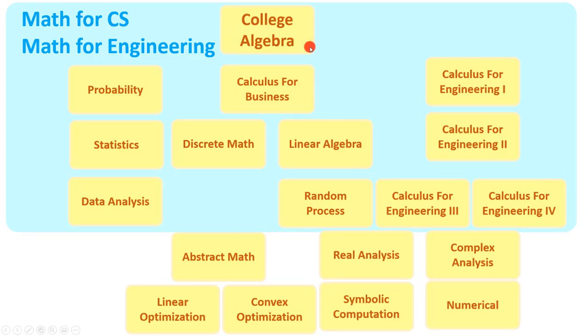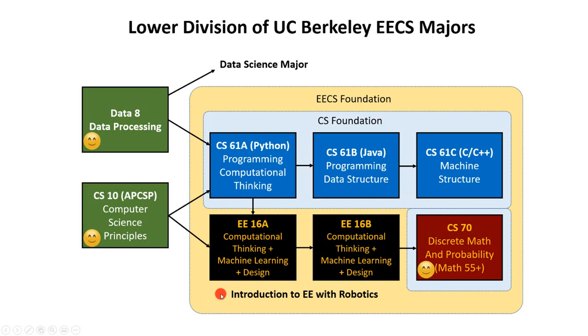So here in college, basically college algebra and honors pre-calculus are needed. Then calculus 1, 2, 3, 4, 3 for multivariable, 4 for differential equations. And then linear algebra and discrete math, and random processes, probability, statistics, and data analysis. These are all required for the EECS students. Other courses may be optional.